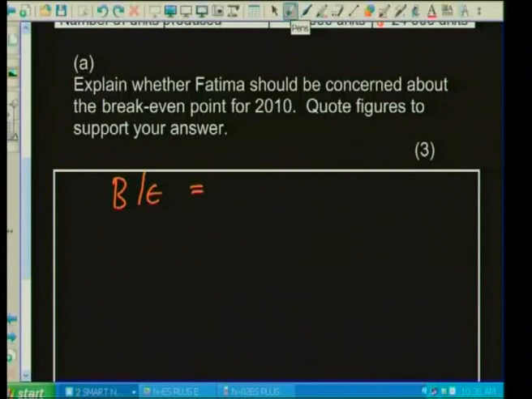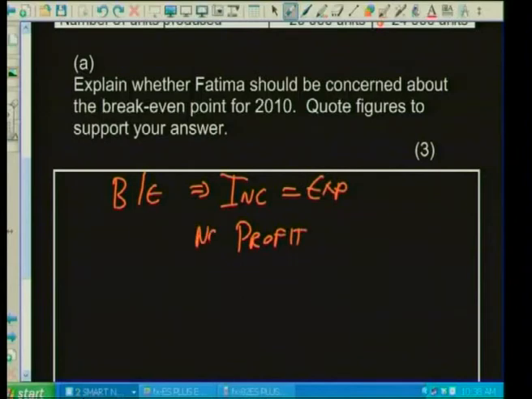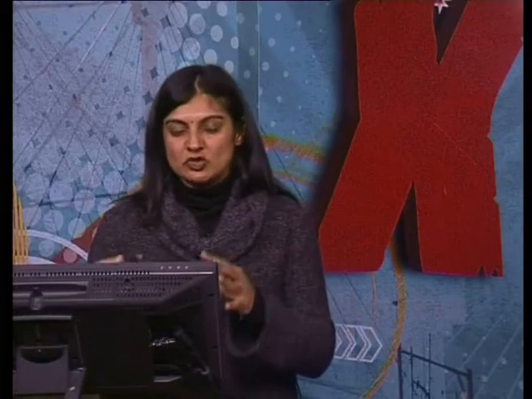Now, remember, at the point of break-even, the business is not making a profit, nor are they making a loss. They are breaking even. In other words, if we had to write a formula for this, it simply means that at this point of break-even, my income is equal to my expenses. There is no profit at this point, nor is there a loss. Income is equal to my expenses. That's what we mean by the point of break-even.